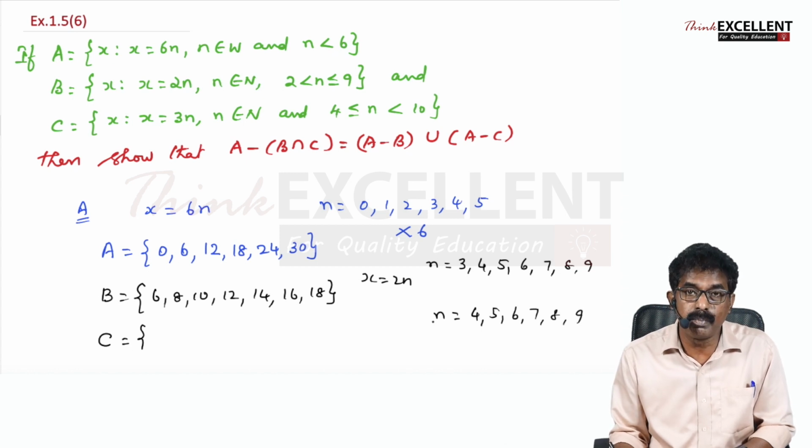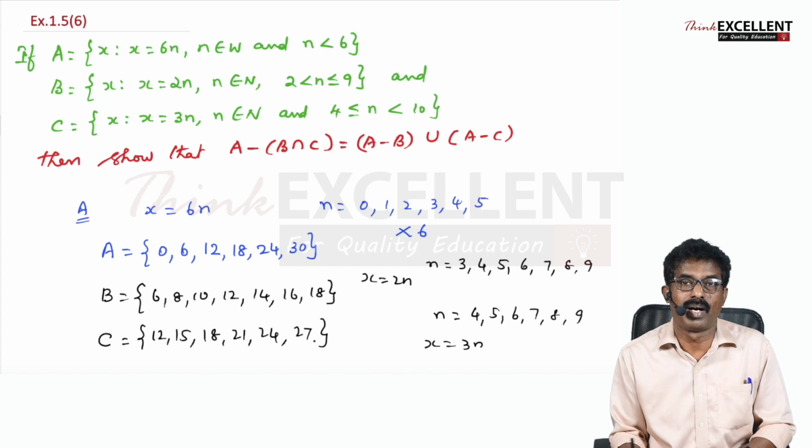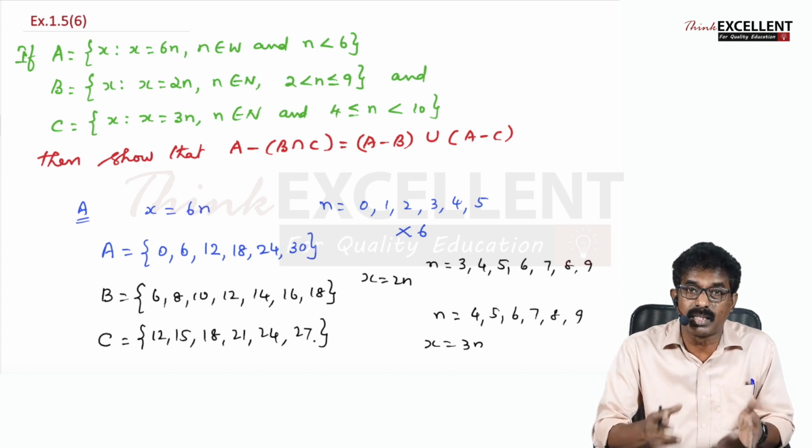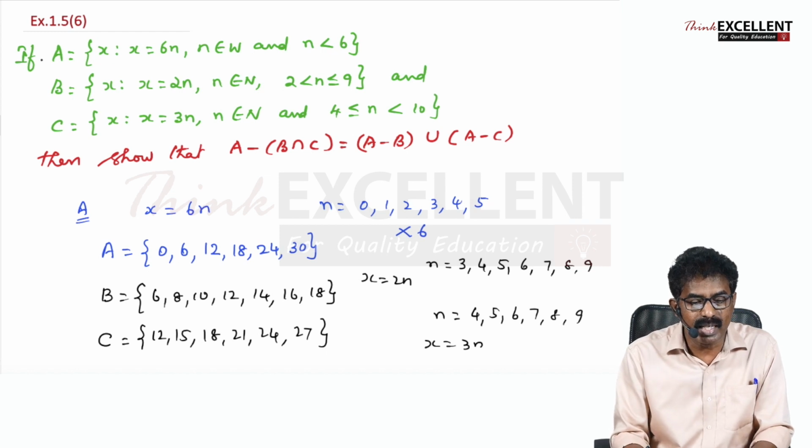This is the n value, but x equals 3n. So multiply by 3: 4 3s are 12, 5 3s are 15, 6 3s are 18, 21, 24, 9 3s are 27. All that is A, B, C. Given in set builder form, we change to roster form. Now it is very simple to find LHS.